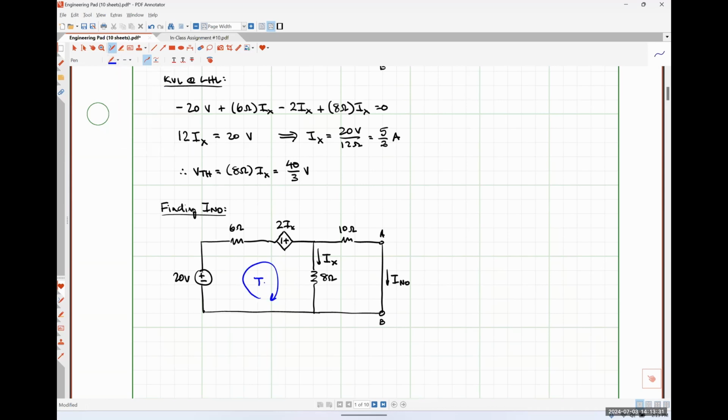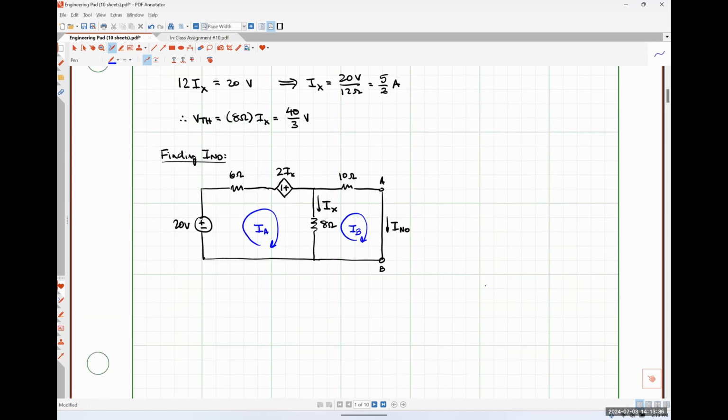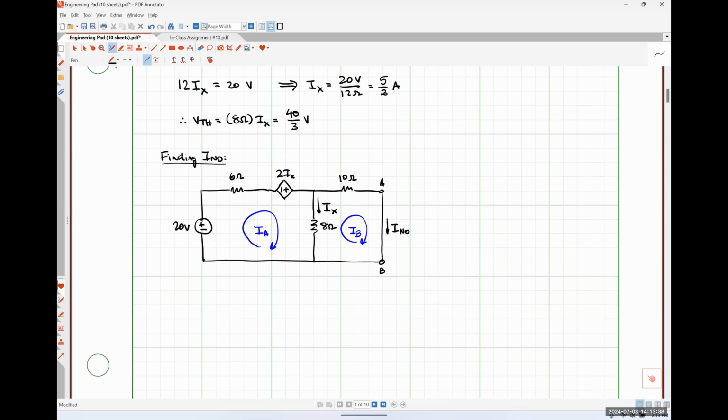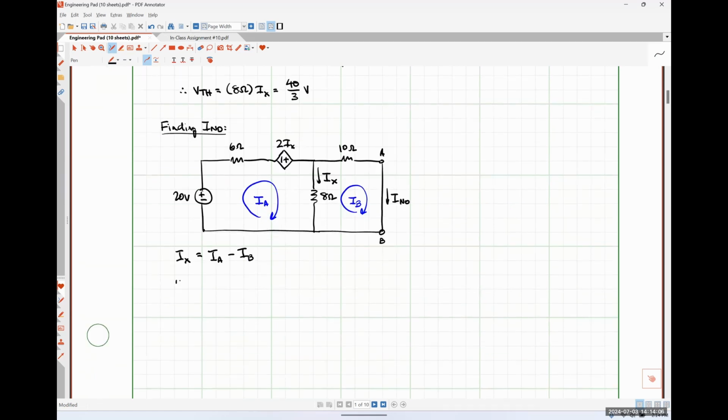So I'm going to call this mesh current IA, and the mesh current right here, IB. So KVL around mesh A is going to give us negative 20 volts. Actually, I'm doing things in the wrong order, I apologize for that. My controlling variable, IX, in terms of my mesh currents is going to be IA minus IB. Now I can set up my KVL equations.